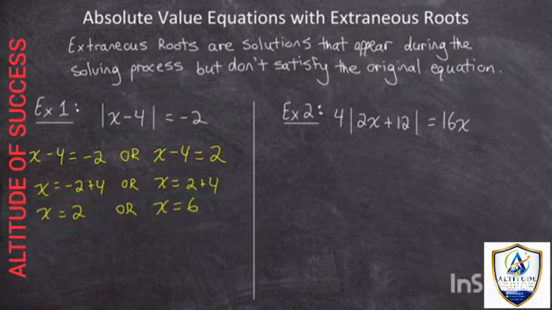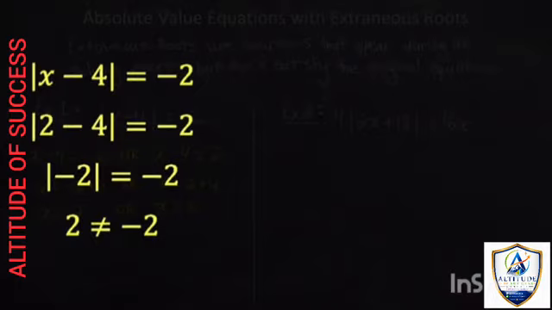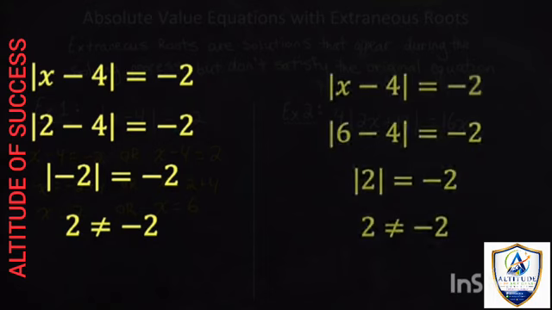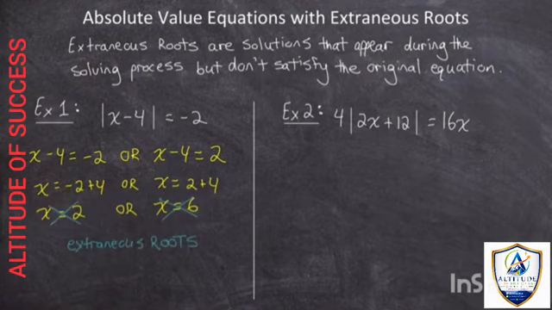If we checked them, if I subbed 2 in for x, inside the absolute value would be 2 minus 4, which is negative 2. And the absolute value of negative 2 is positive 2, which is not equal to the right side of the equation. And the same thing happens when we sub in 6 for this x. We get the absolute value of positive 2, which is positive 2, not equal to the other side. So both of these solutions, we would call them extraneous roots, meaning they are not solutions to the original equation.